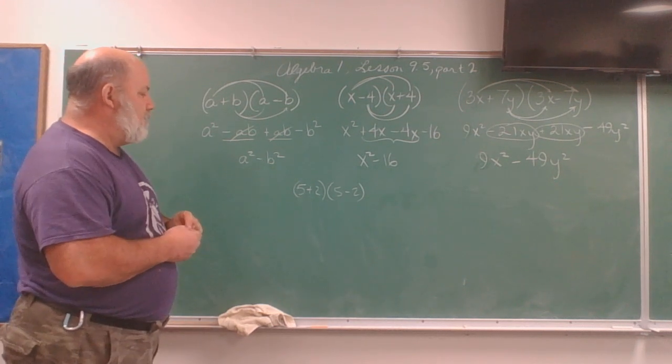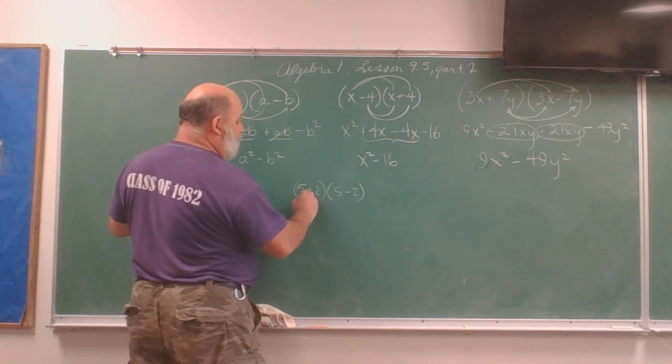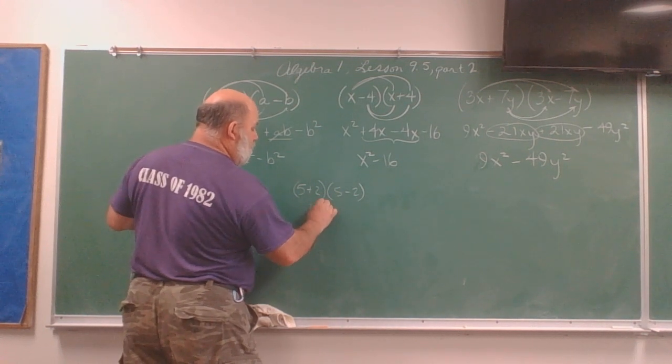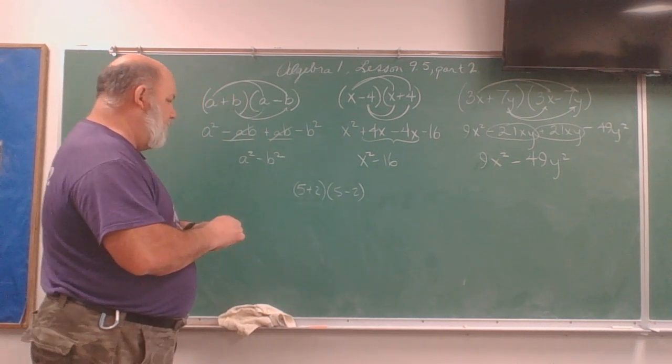What would have happened if we'd had these two? 5 plus 2 times 5 minus 2. Well, we could do it the easy way. 5 plus 2 is 7. 5 minus 2 is 3. That gives me 21. Let's see if the conjugate theorem works with it.